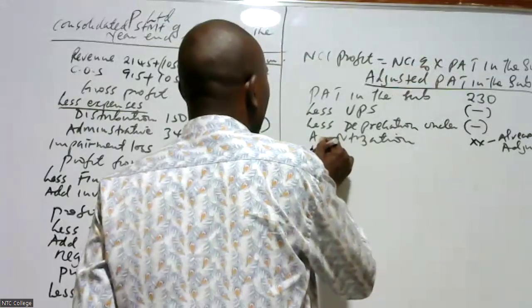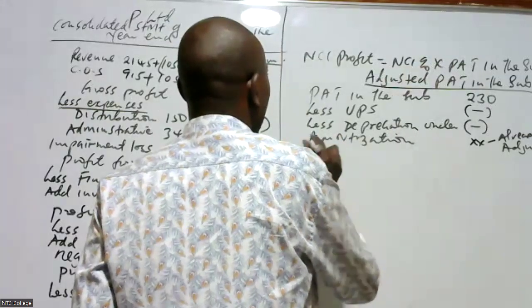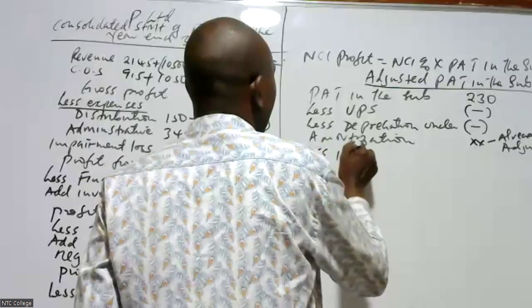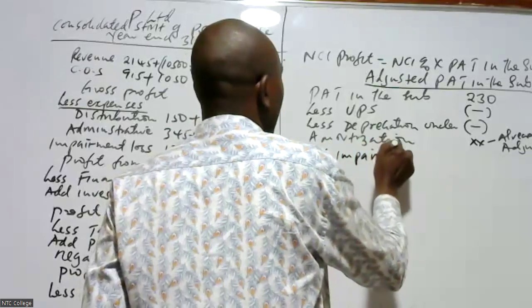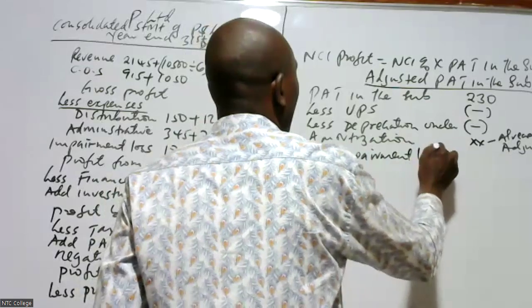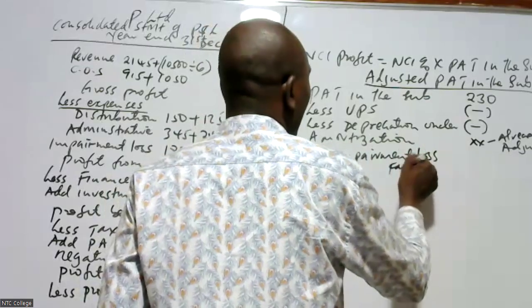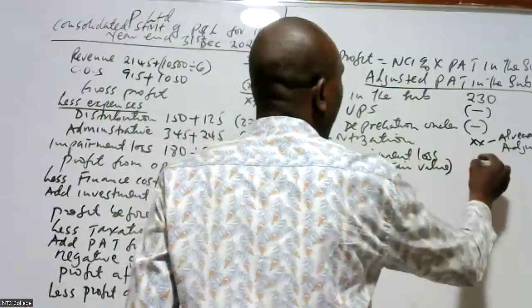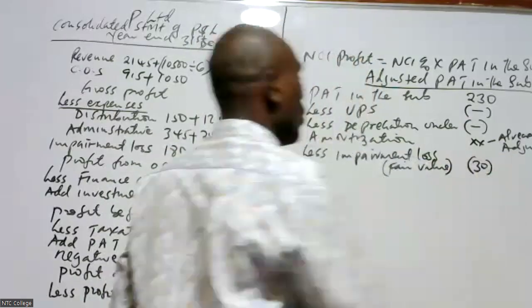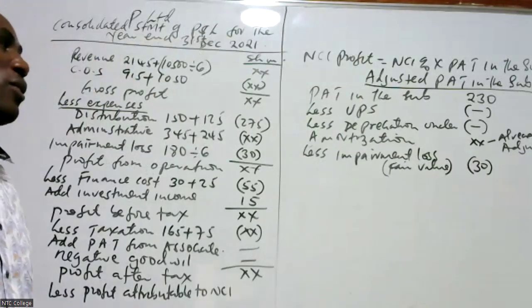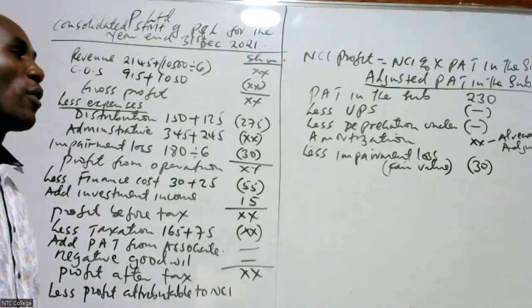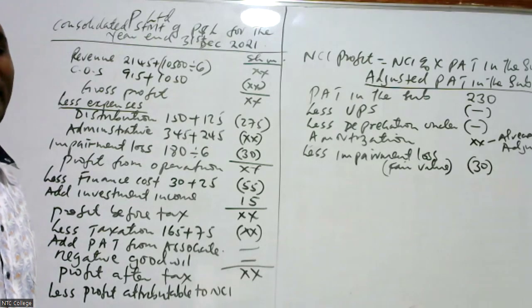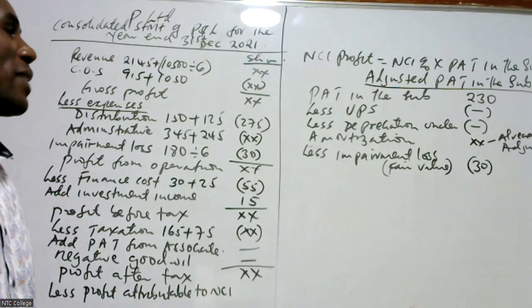I come to less impairment loss, where we used the fair value method. Therefore, of course, I have impairment of 30, because we used the fair value method.